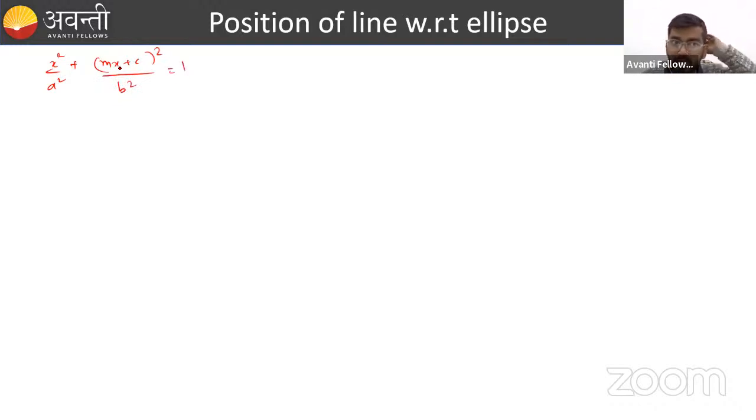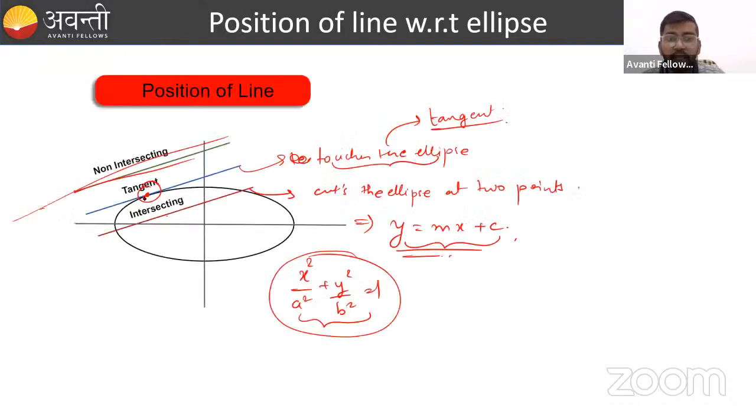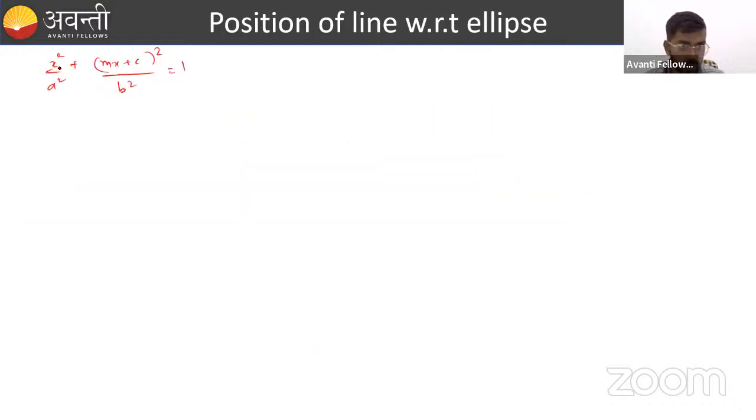Why I have substituted y equals mx plus c is because when this line touches the ellipse, it will satisfy the ellipse at 1 point, and when it cuts the ellipse in 2 points, then also it will satisfy the ellipse at 2 points. So that is why I have substituted y equals mx plus c into this to find the values.